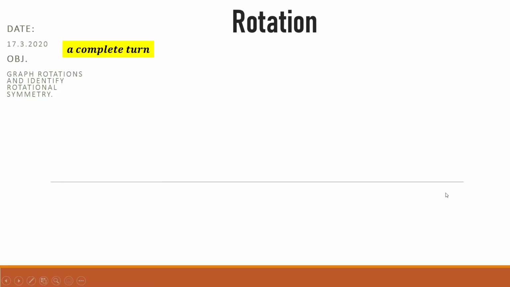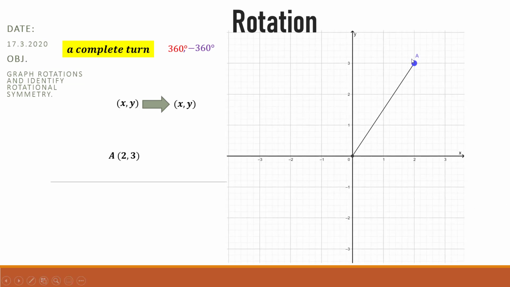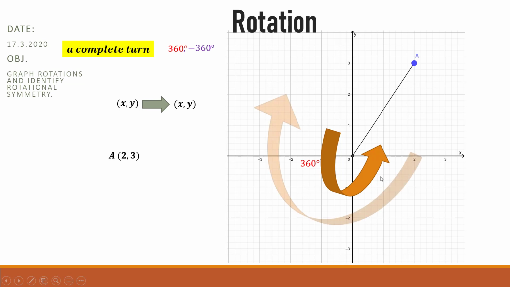What about a complete rotation, a complete turn? That's 360 degrees or negative 360 degrees. In this case, for any point X and Y, nothing will change. It will remain as it is, X and Y. So, for our example 2 and 3, this is the point A, and it will turn 360 degrees in the positive direction or in the negative direction, negative 360 degrees, they are the same. It will come back to the original place again. So A prime should be in the same place as A, the same coordinates, 2 and 3.